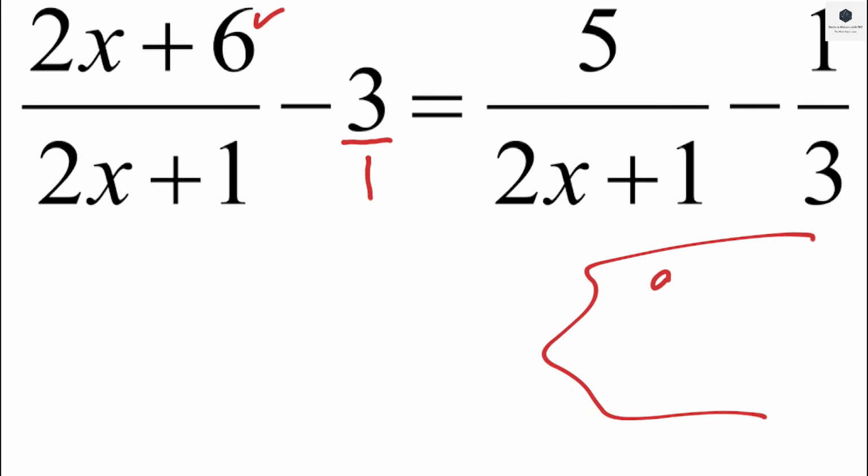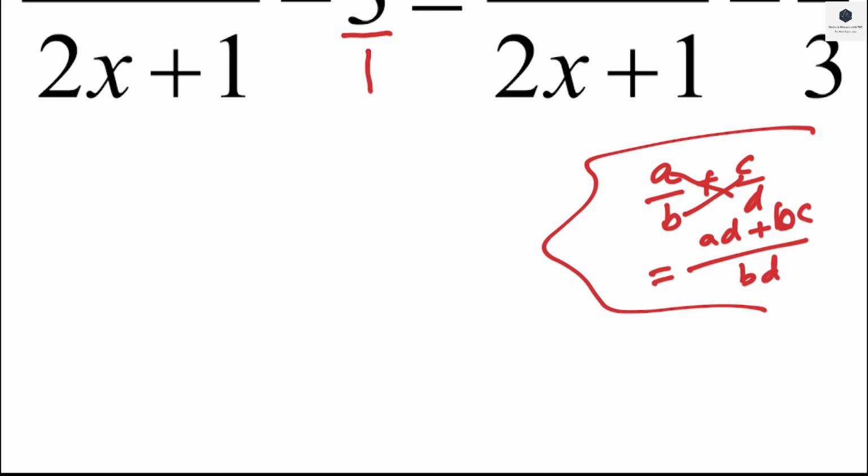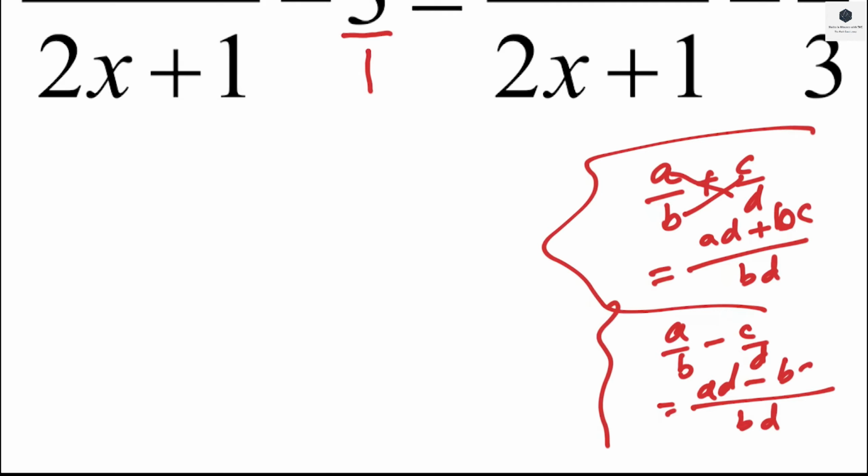If you have a divided by b plus c divided by d, for the denominators you multiply them, b times d, and for the numerator you do cross multiplication: a times d plus b times c. The same rule is for minus also. If you have a over b minus c over d, the denominators you multiply, b times d, and for the numerators you do cross multiplication: ad minus bc.